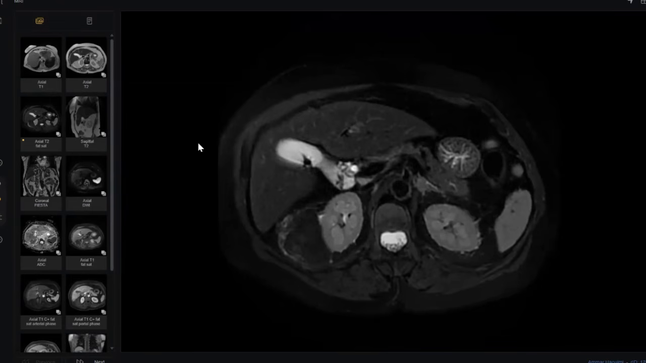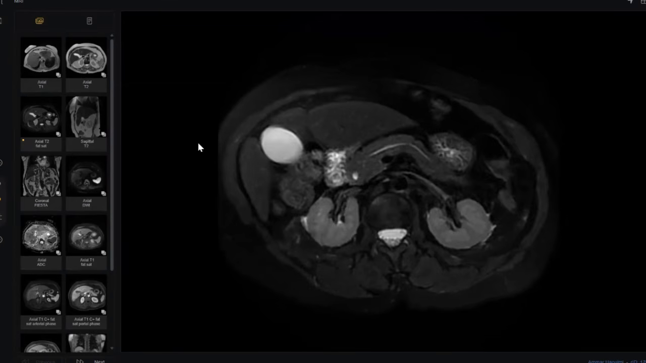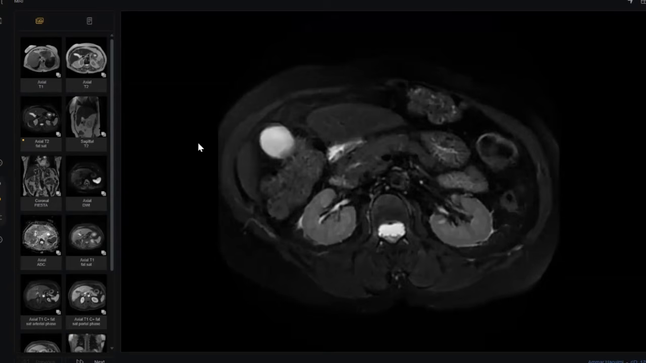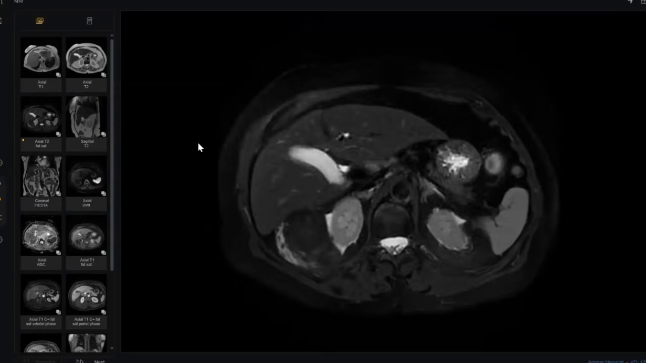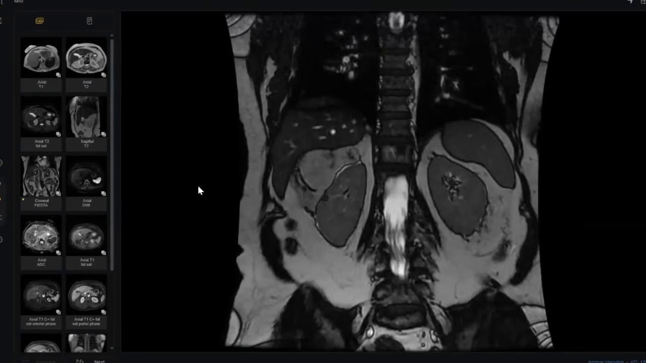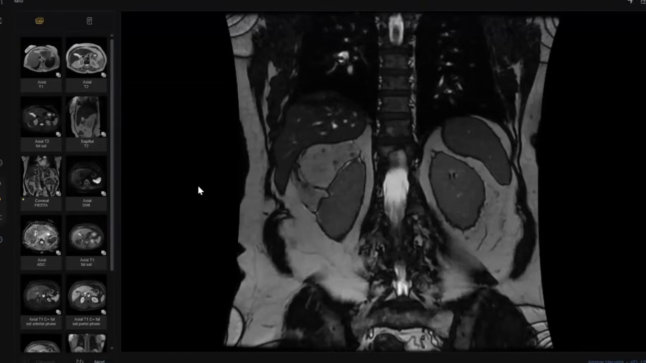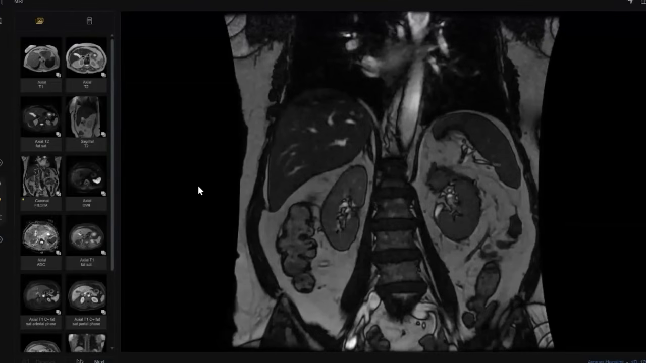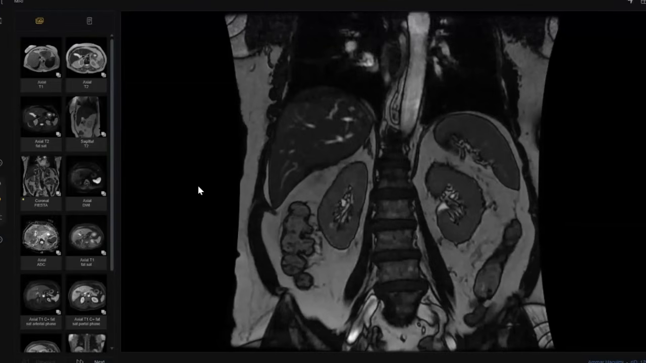So I am thinking on the lines of a lipid-rich kind of adenoma. And yes, it's a T2 sequence, and I can appreciate again that it becomes hyperechoic. But I would like to see the contralateral adrenal gland as well.